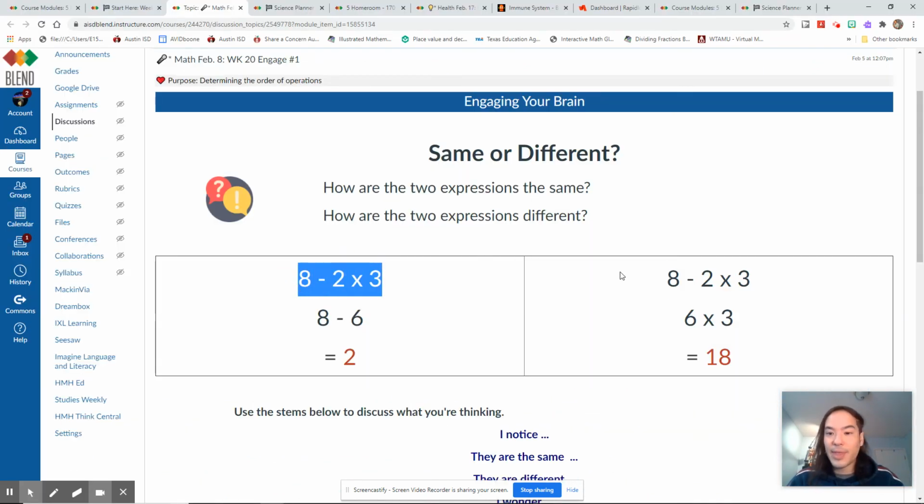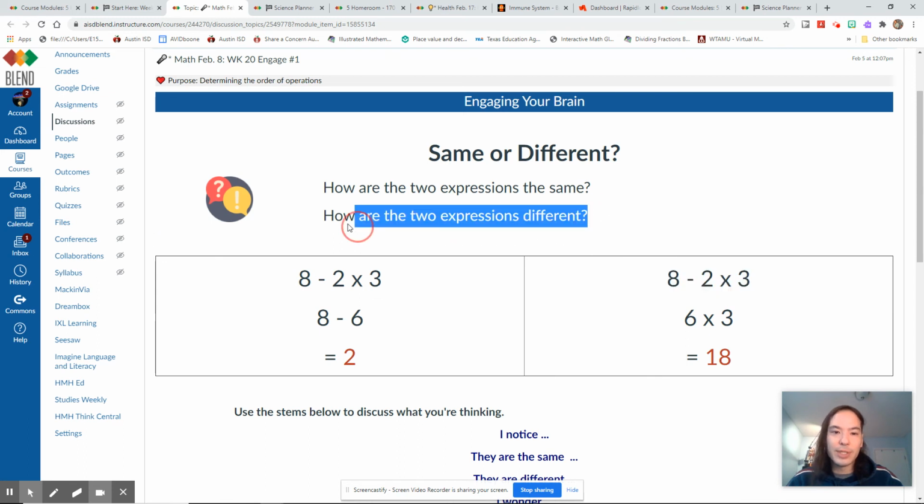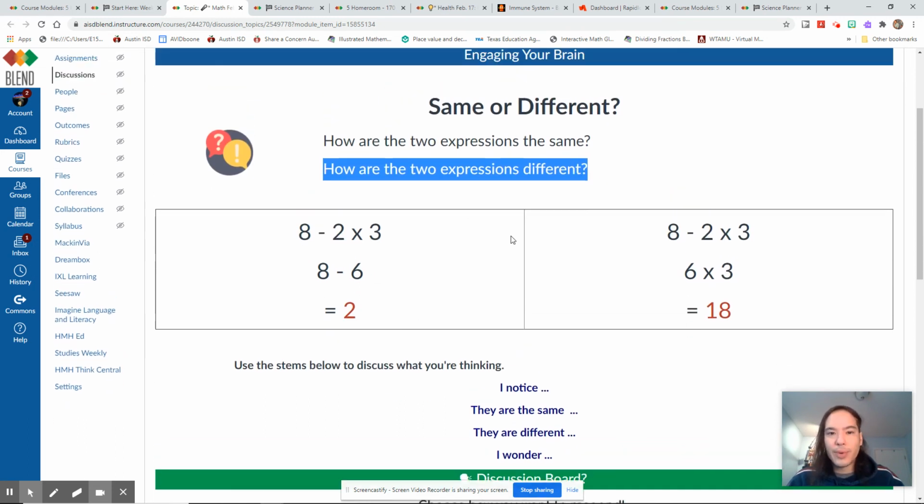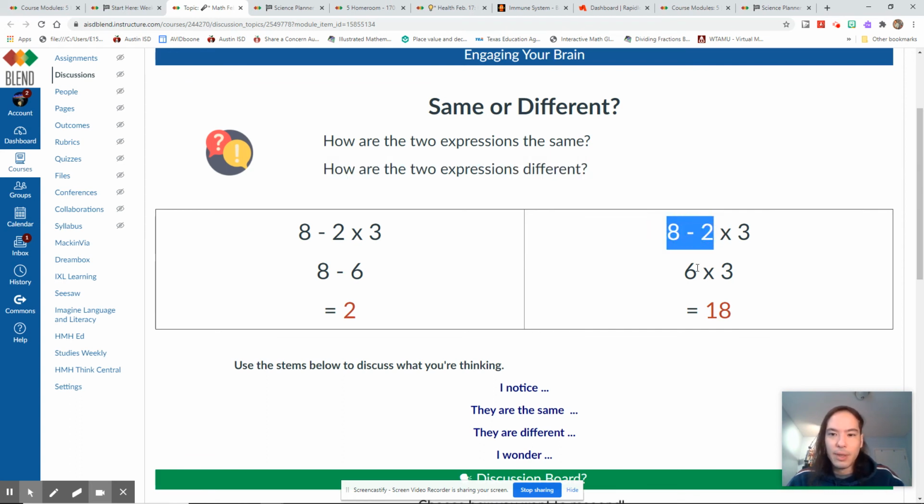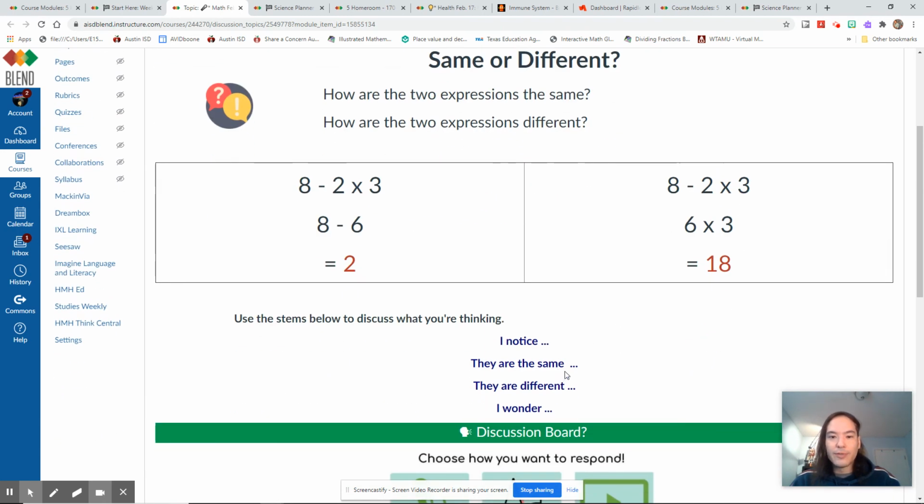All right, so when we go back, let's see, how are the two expressions the same? They are exactly the same. They have the exact same numbers. How are the two expressions different? One of them was solved incorrectly. On the second example over here, the person who solved it did subtraction before they did multiplication. So they solved it incorrectly. So I noticed that they are the same expression. I noticed that they have two different answers. I noticed that there are two different ways of solving. I noticed that they are solved different ways.